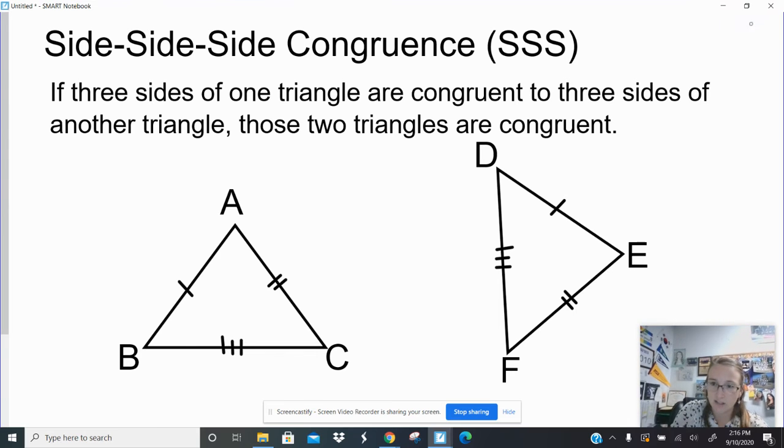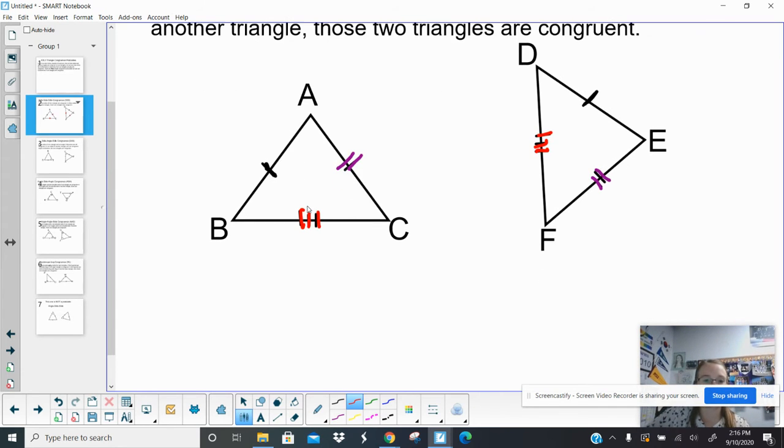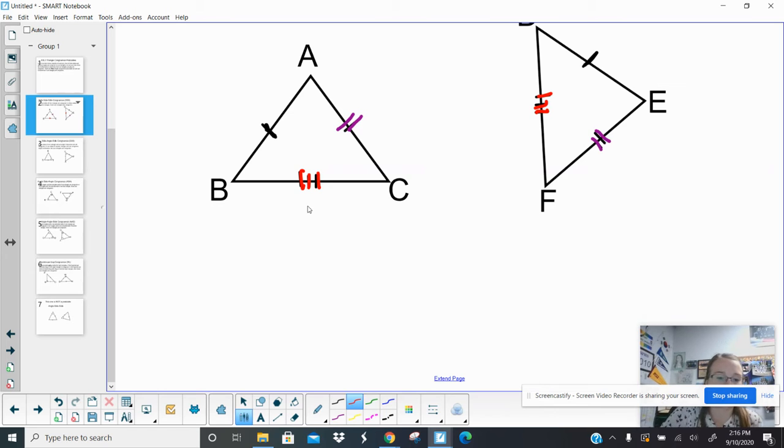So even if we don't know that all 3 angles are also congruent, it's going to be a given that if I have, let's take a look here, I've got one side congruent to another side, congruent to another side. These are going to be congruent triangles. Now, again, we have to be careful how we state this. We're going to practice our triangle congruence statements.